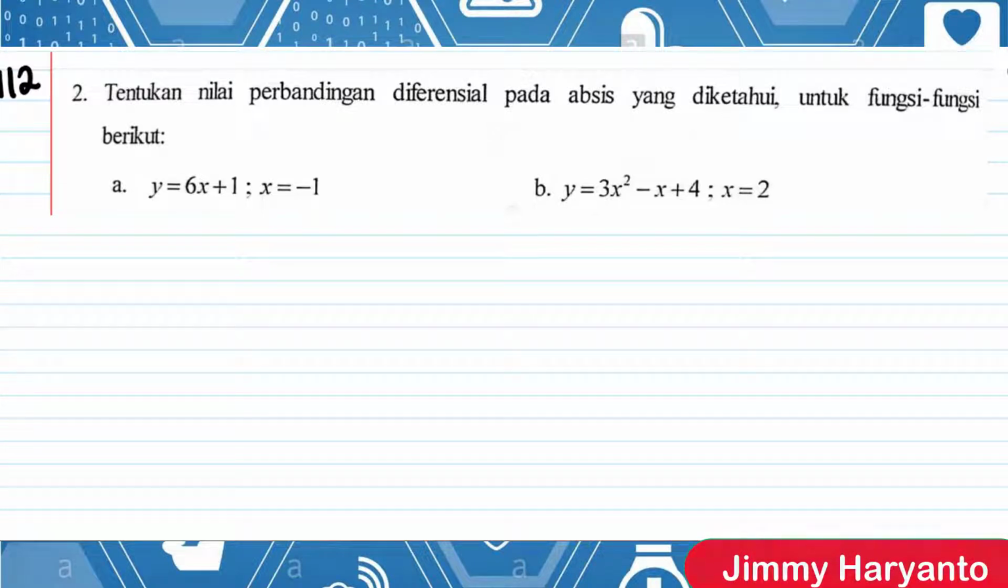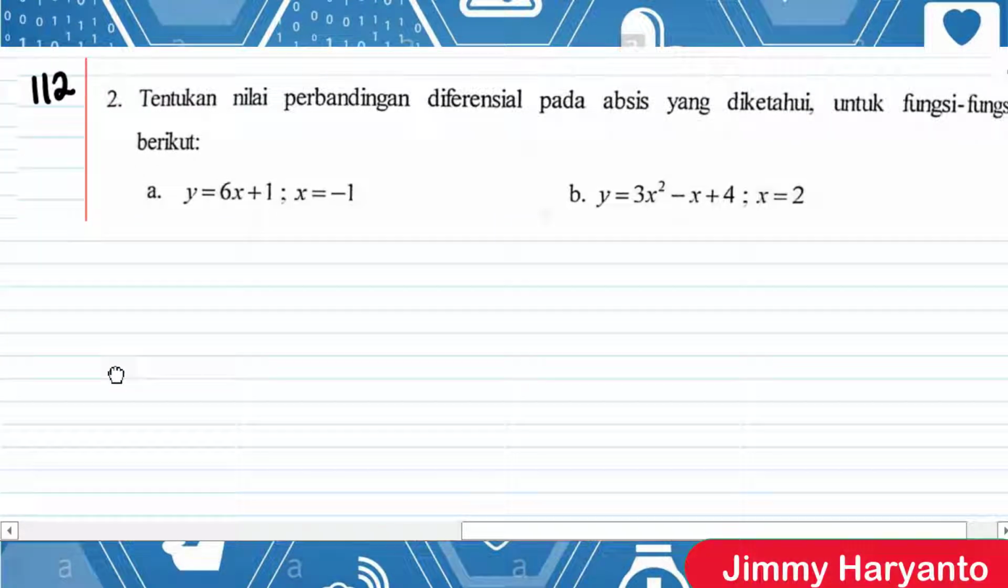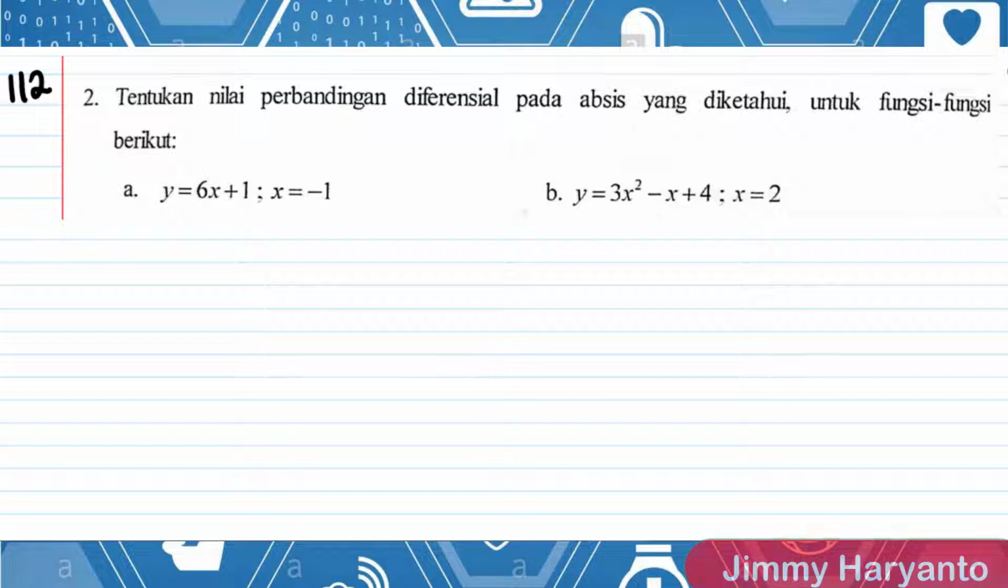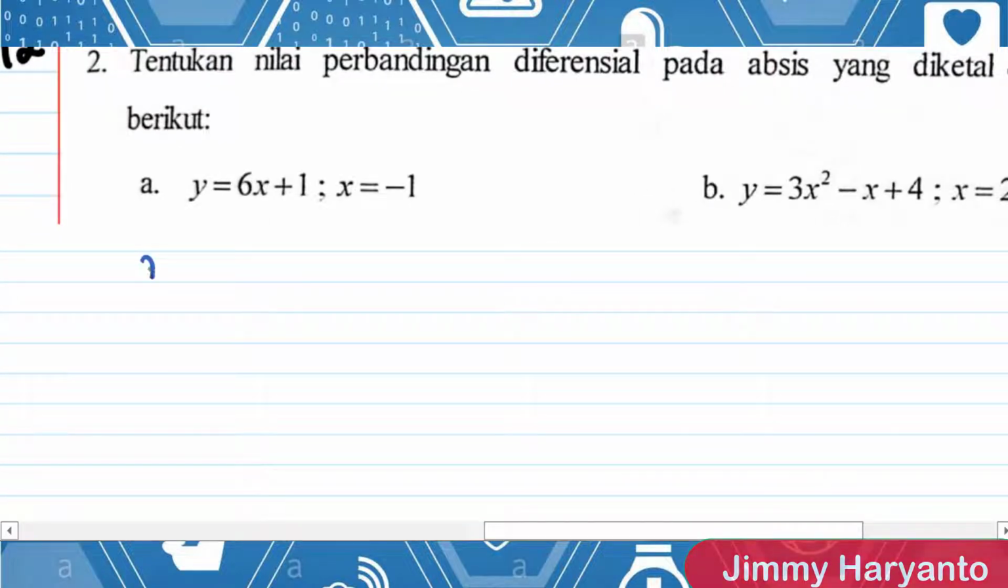Okay guys, so we'll go to page 112 for number 2. Tentukan nilai perbandingan diferensial pada absis yang diketahui untuk fungsi-fungsi berikut ini ya. So first we have to differentiate it, and then we have to find the value of the differential. Next, we have to do number 2a.